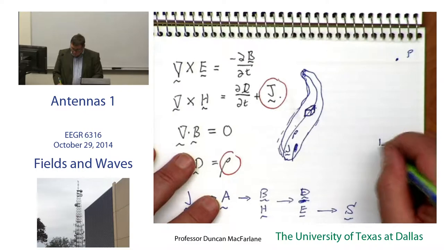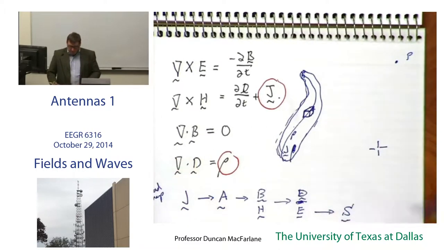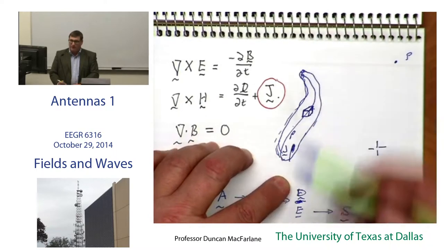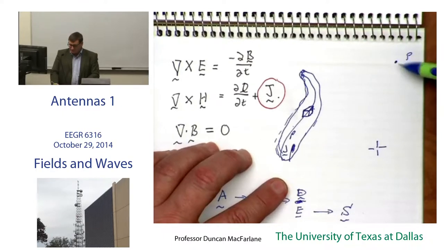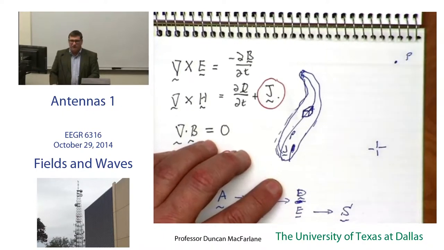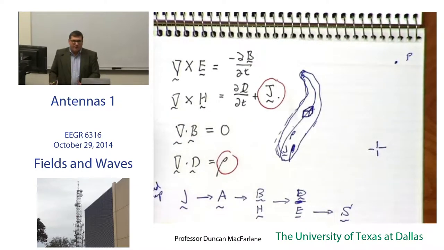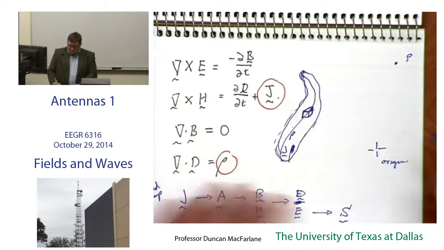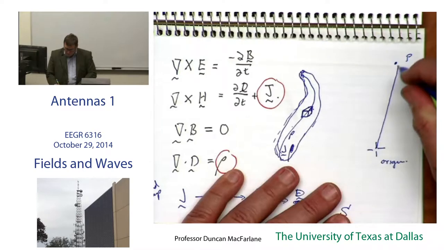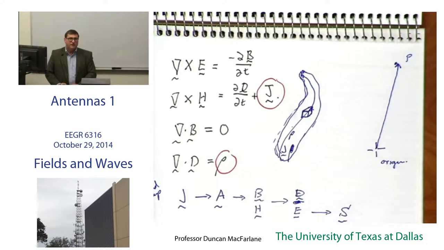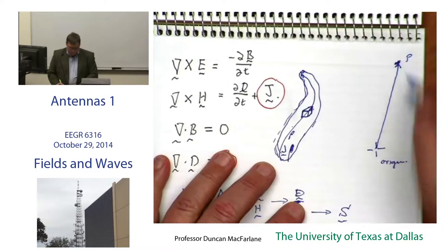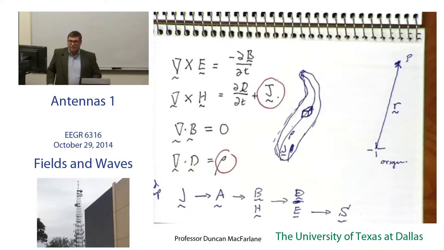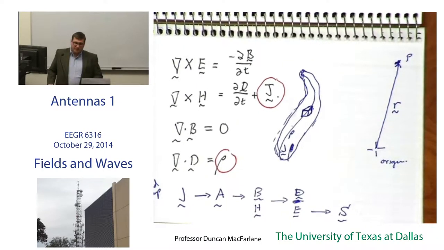So I'm going to have an origin. And the point is, I can't put my origin here because I'm also interested in current down here and up here. And I can't put my origin here because I'm also interested in what the field is going to be at other locations. So I'm stuck. I've got to have an arbitrary origin. The vector that connects the origin to the observation point P, I'm going to call that R, X A sub X plus Y A sub Y plus Z A sub Z.